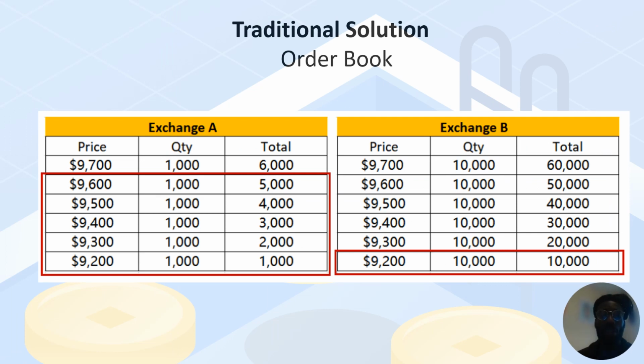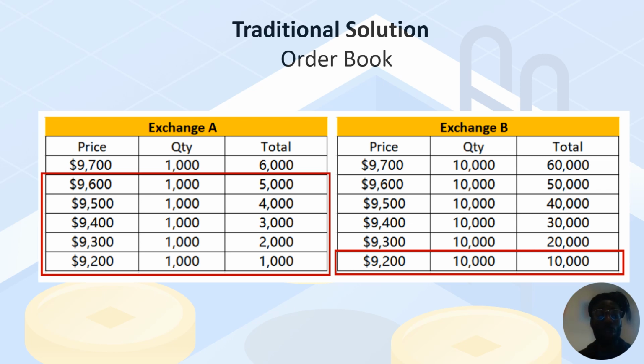Now I'm just going to go over an example. Traditional order books have something that we call liquidity. If we look at exchange A, let's say we have a person called Jill. Jill wants to buy 5,000 of this coin. We can see exchange A has 1,000 at the price of $9,200, 1,000 at 9,300, going all the way up to 9,600. Now we can see exchange B has 10,000 at all of those price points. So that means exchange B has more liquidity than exchange A.